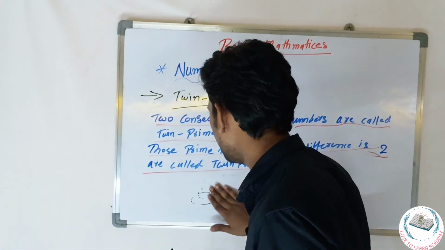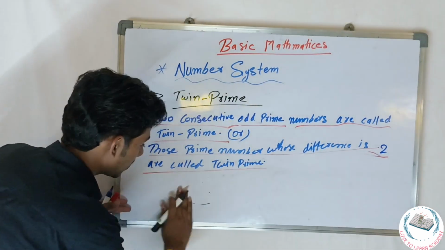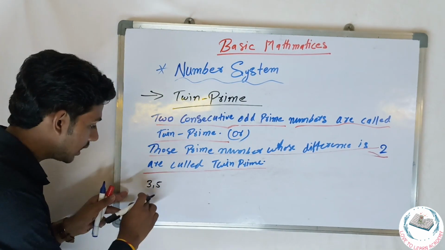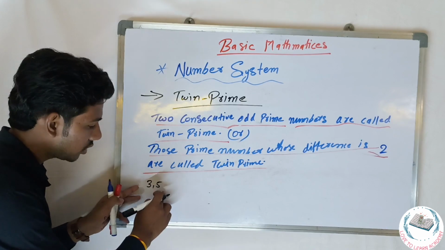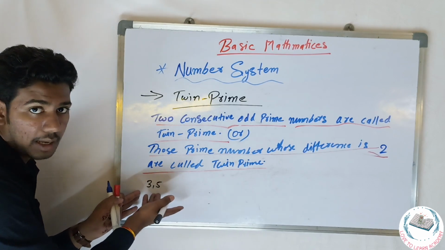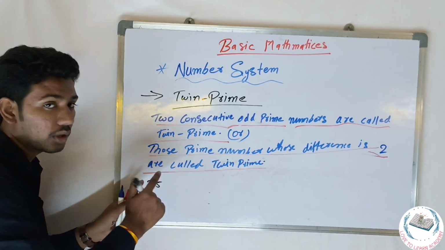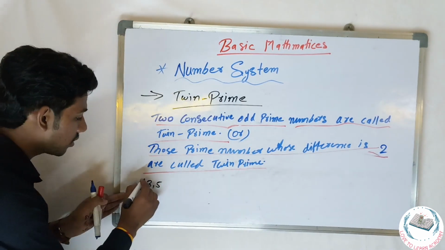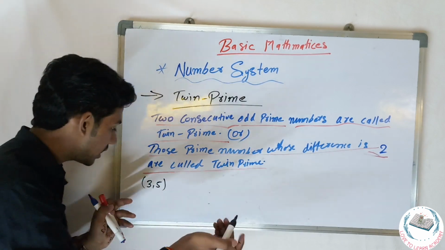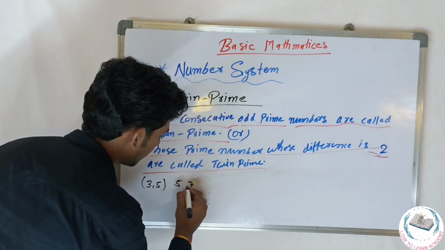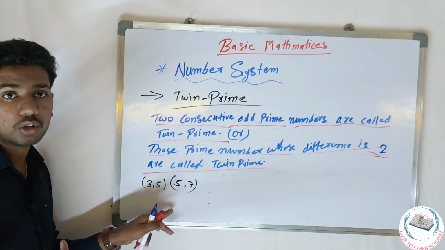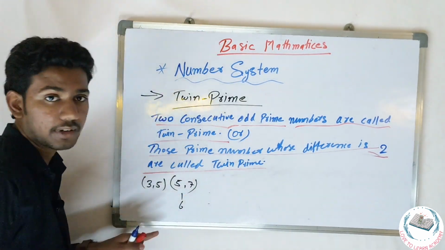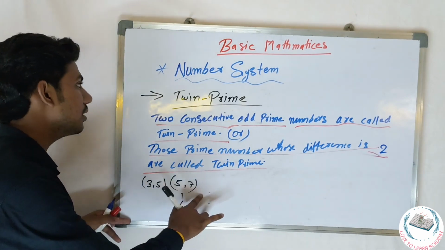For example, if I write here 3 and 5, this is prime and this is also prime, so these are two prime numbers. The difference between them is only 2, so it is known as a twin prime. Let's take another example, 5 and 7. 5 and 7 are also twin primes. Both are prime, and the difference is 2. So you can say this is a twin prime.